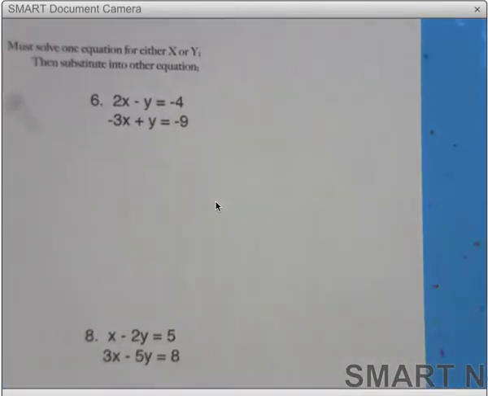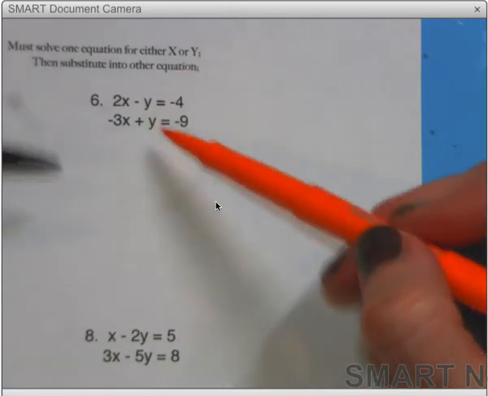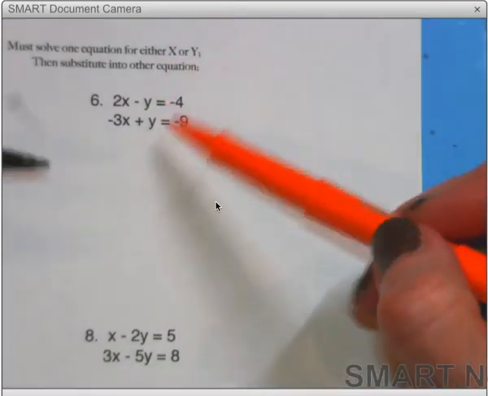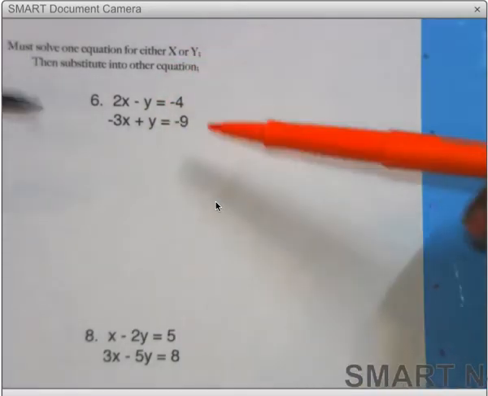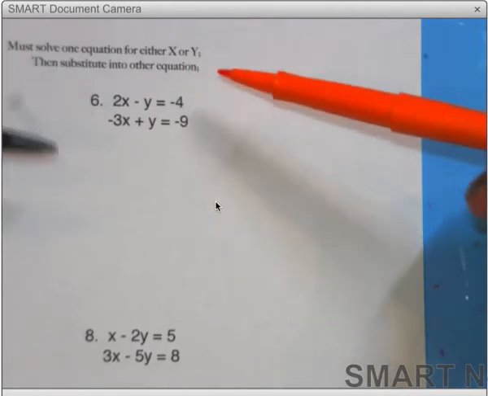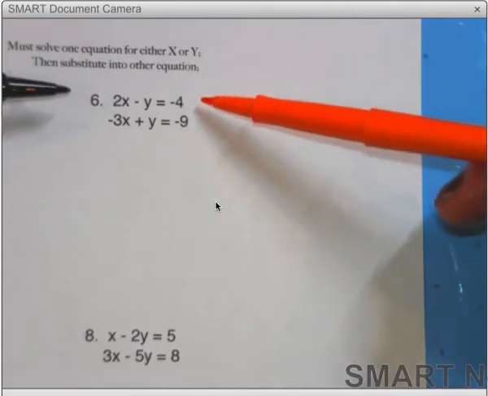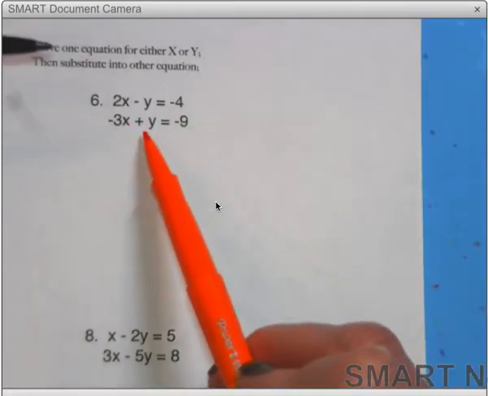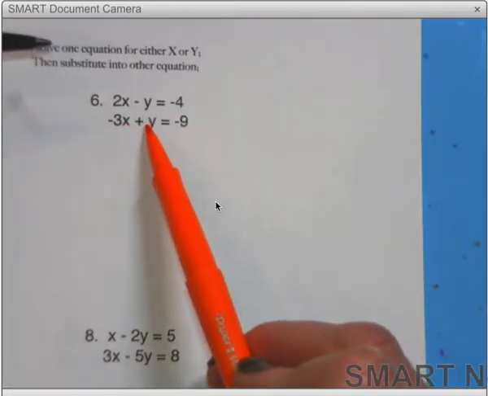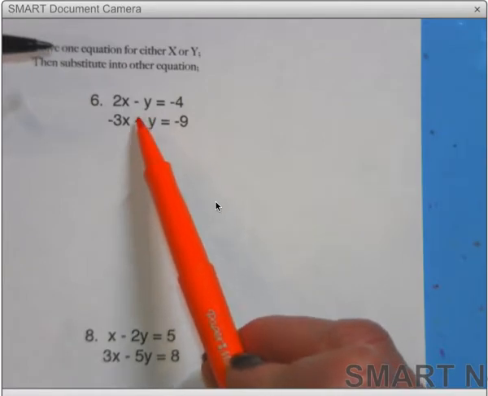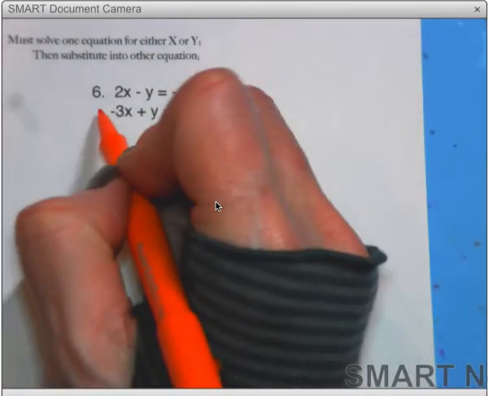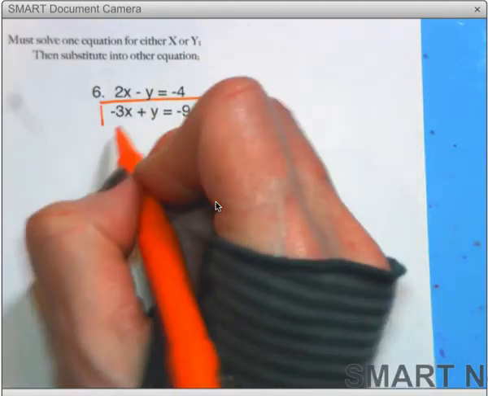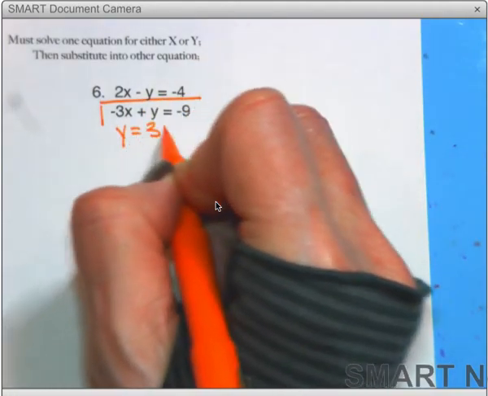So in number 6, I need to analyze, and we'll have different methods for solving these in subsequent videos. But since the focus of this video is substitution, I need to solve this system by substitution. So as I'm analyzing, I see that in the second equation, y has a coefficient of +1. So y is going to be really easy to isolate in this second equation. So I'm going to take this, I'm going to add 3x to both sides.